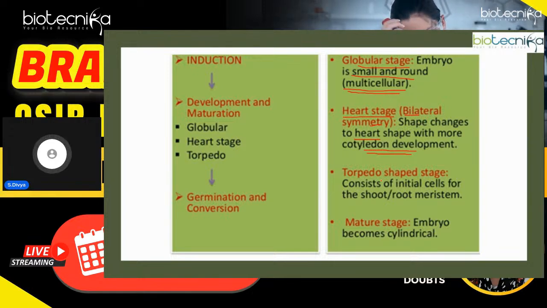Next, what you are having, the torpedo stage. In the torpedo stage, what happens? It consists of the initial cells that are required for the development of shoot apical meristem and root apical meristem. And finally, the cotyledon stage, that is the mature stage, you will find that the embryos look cylindrical in structure. So that is the last stage. So you have to remember the sequence of different stages of development, and at the same time, the significance of each stage. What is happening on each stage?